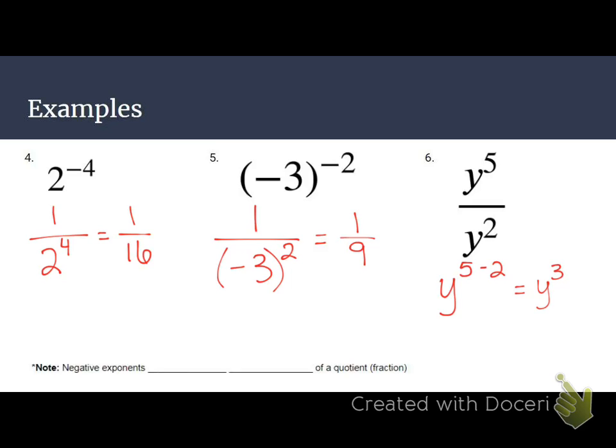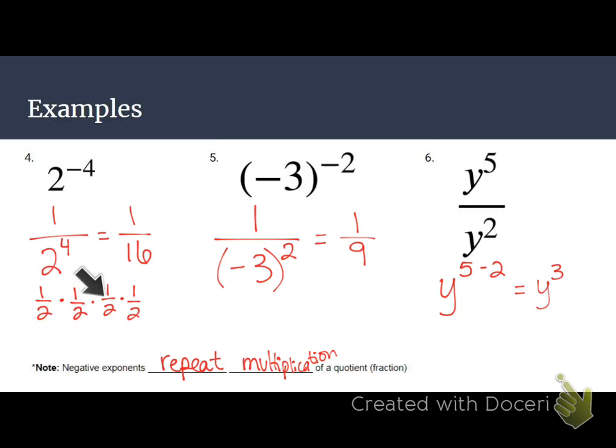Okay, so the note at the bottom, it's not my favorite, but we can fill it in. Negative exponents are repeated multiplication of a quotient, or of a fraction. So 2 to the negative 4th power is really like 1/2 times 1/2 times 1/2 times 1/2. Instead of it being 2 times 2 times 2 times 2, it's 1/2 times 1/2 times 1/2 times 1/2, which still gives us the same thing here.